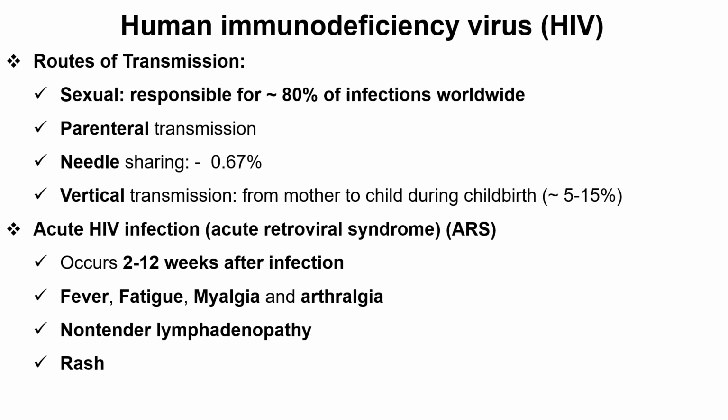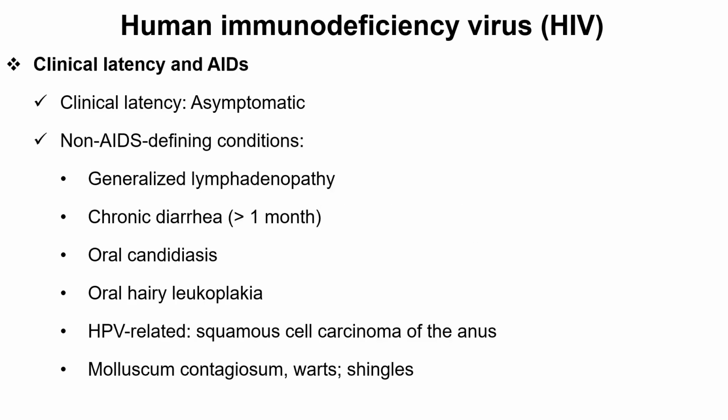Acute retroviral syndrome, or an acute HIV infection, usually occurs 2 to 12 weeks after infection. It's characterized by fever, fatigue, myalgia, and arthralgia. Moreover, non-tender lymphadenopathy and rash can occur. Clinical latency and AIDS can be asymptomatic.